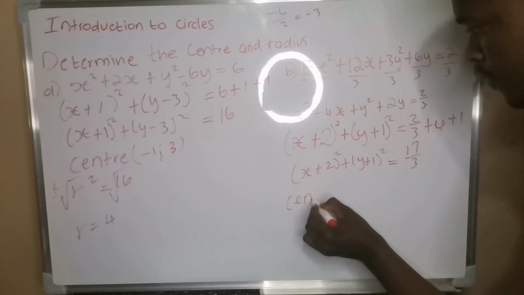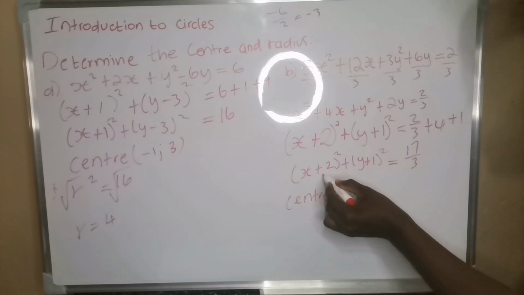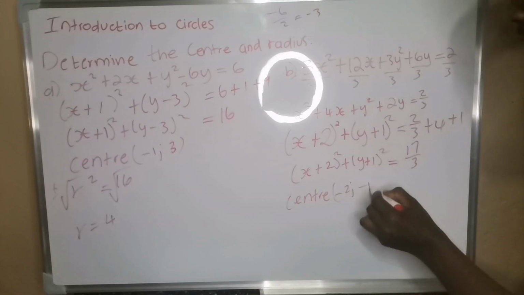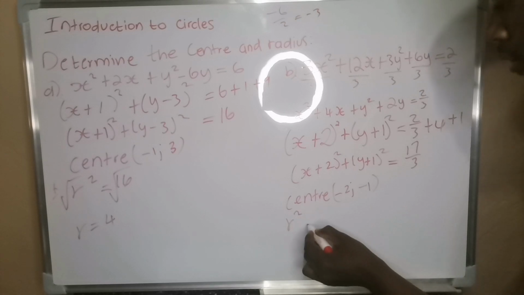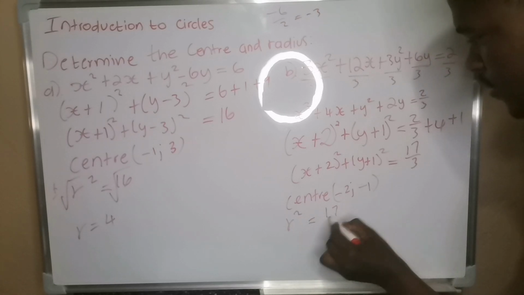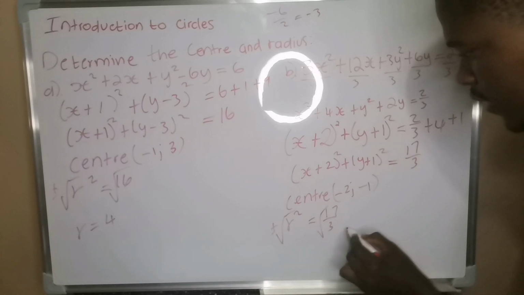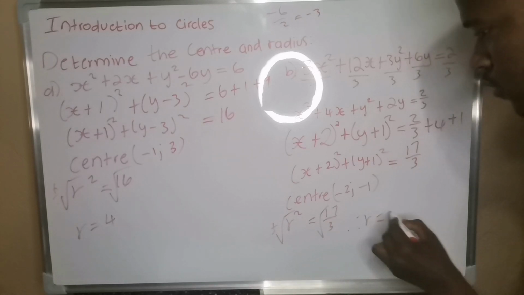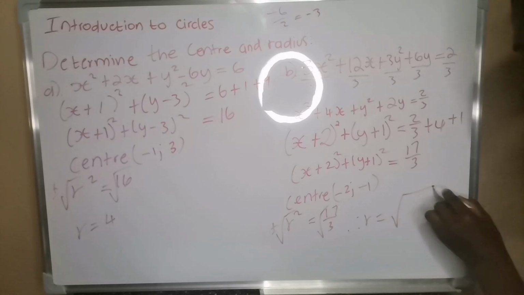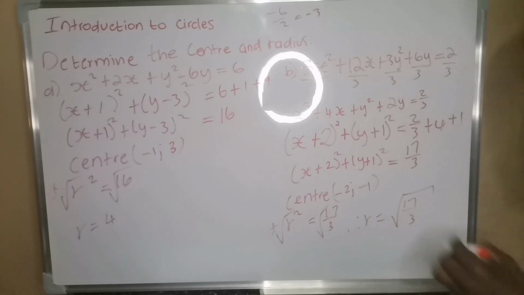Center is negative 2 and negative 1. Radius: r squared is equal to 17 over 3. Take the square root on both sides, plus or minus r. Therefore, your r is equal to the square root of 17 over 3. Then you're done.